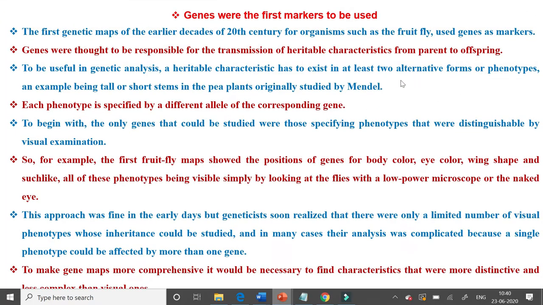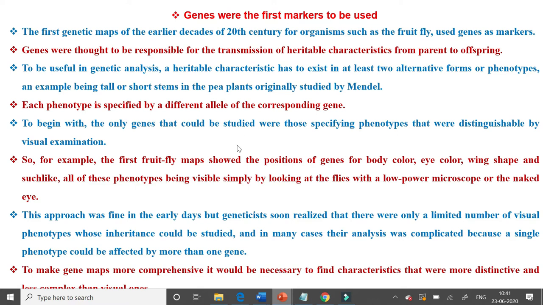Like that, we need to have genotypic data which can be correlated with phenotypic data. And we know that each phenotype is specified by a different allele of the corresponding gene. So if we compare phenotype and genotype, we can study only genes for which the phenotype is easily distinguishable, like in the form of a disease or a different trait. For example, in Drosophila, it is body color, eye color, wing shape, or such visible phenotypic characters. The same thing is true in human beings also.